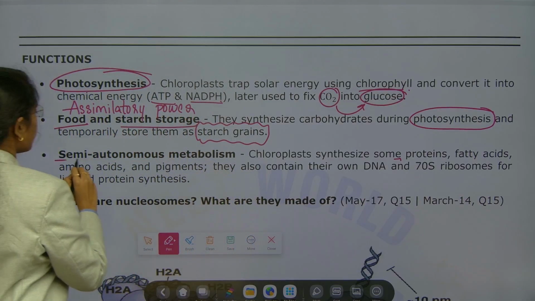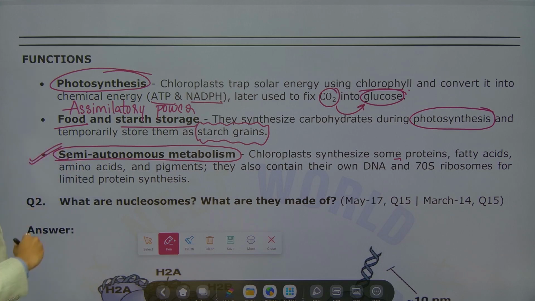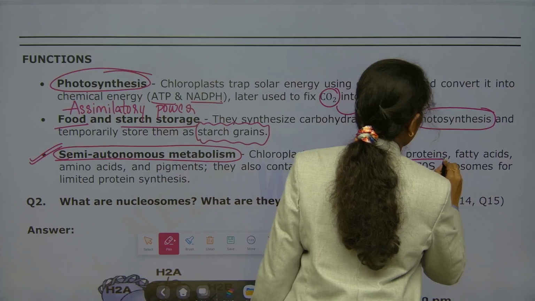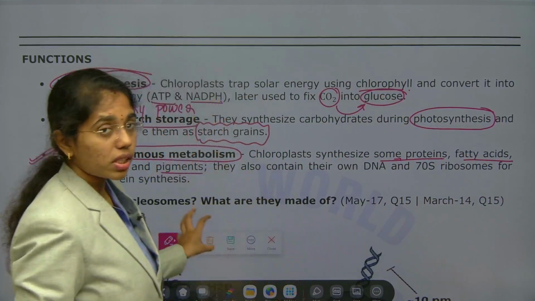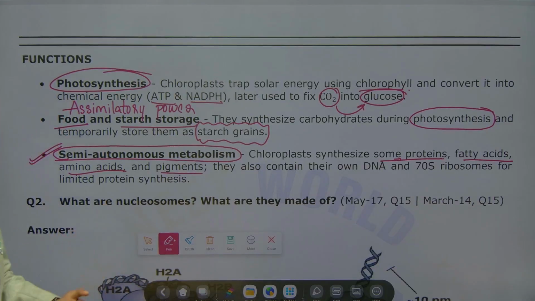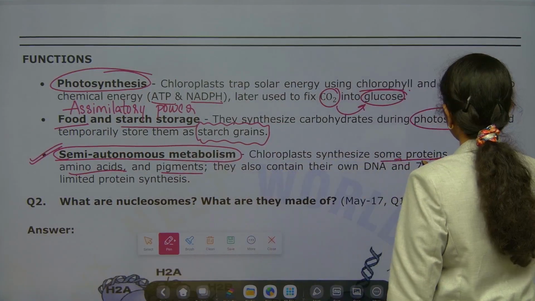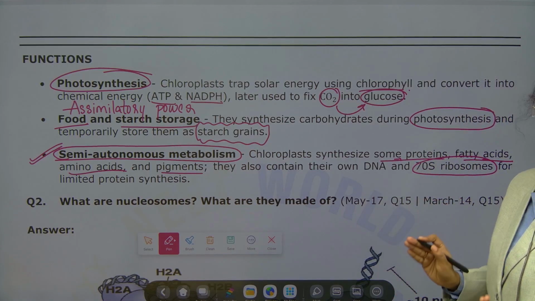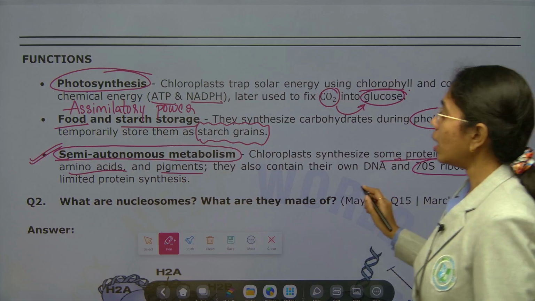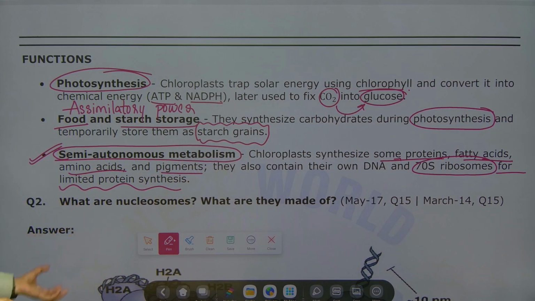Then is semi-autonomous metabolism. Chloroplast will synthesize some proteins, fatty acids, amino acids and pigments. They will synthesize all this. They also contain their own DNA and 70S ribosomes for limited protein synthesis. This is for limited protein synthesis. These are the functions of chloroplast.